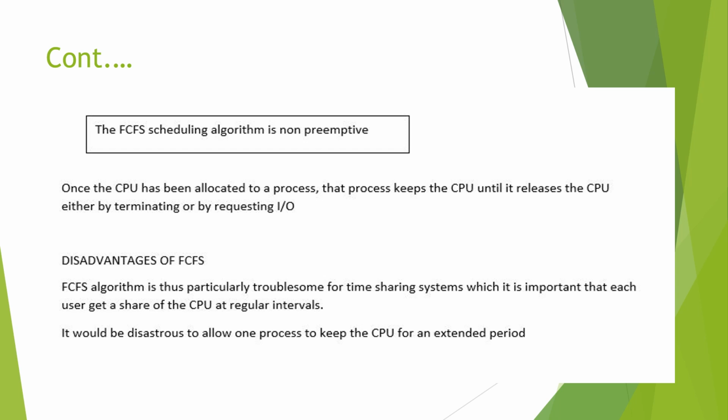A disadvantage of the first come, first serve scheduling algorithm is that it is particularly troublesome for time-sharing systems, in which it is important that each user get a share of the CPU at regular intervals. It would be disastrous to allow one process to keep the CPU for an extended period. So that's the first come, first serve scheduling algorithm.